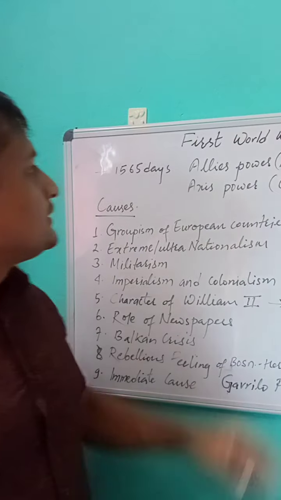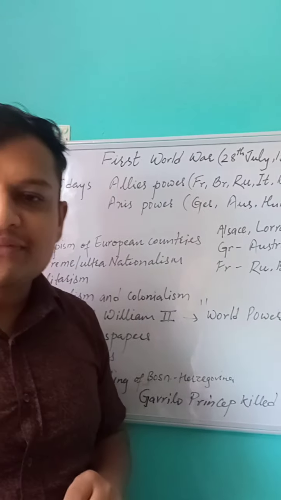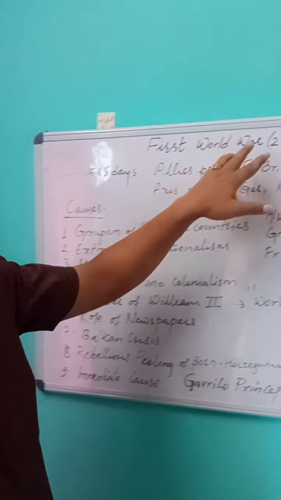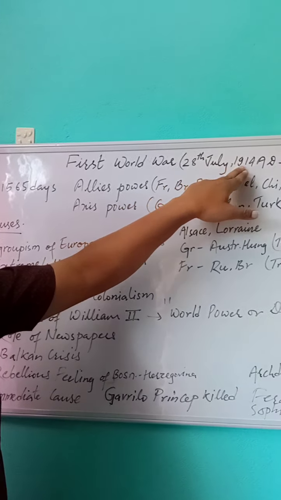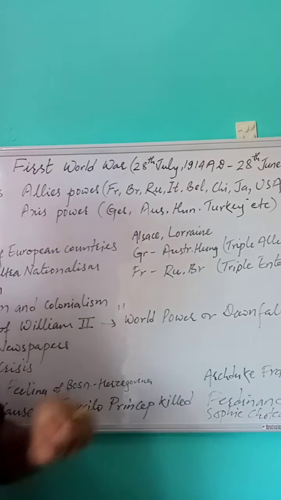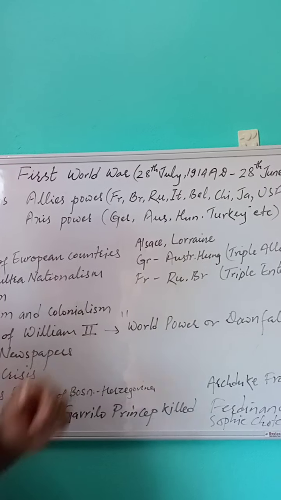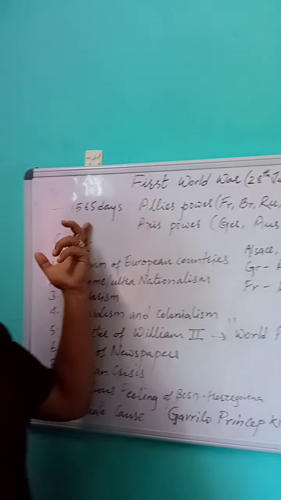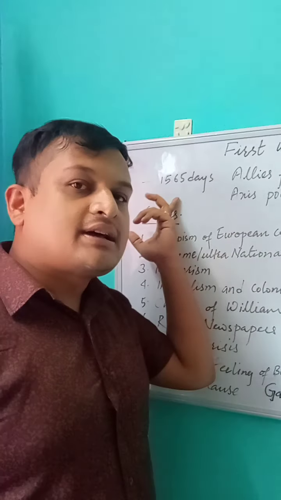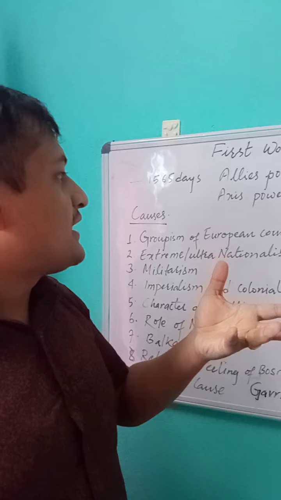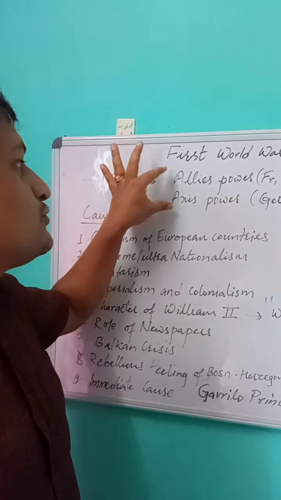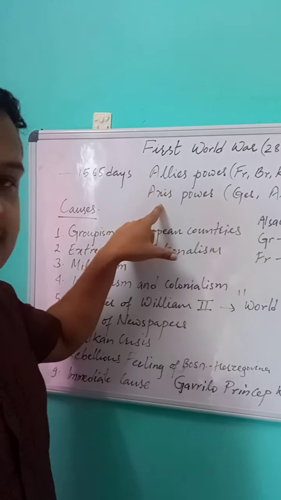So, First World War. It is one of the most terrifying wars in the history of the world, which broke out on 20th July 1914 AD and ended on 20th June 1919 AD. It was fought for 1565 days, which is a pretty long time, almost 5 years, and it was fought between two powers in the world. Those two powers were Allies power and Axis power.